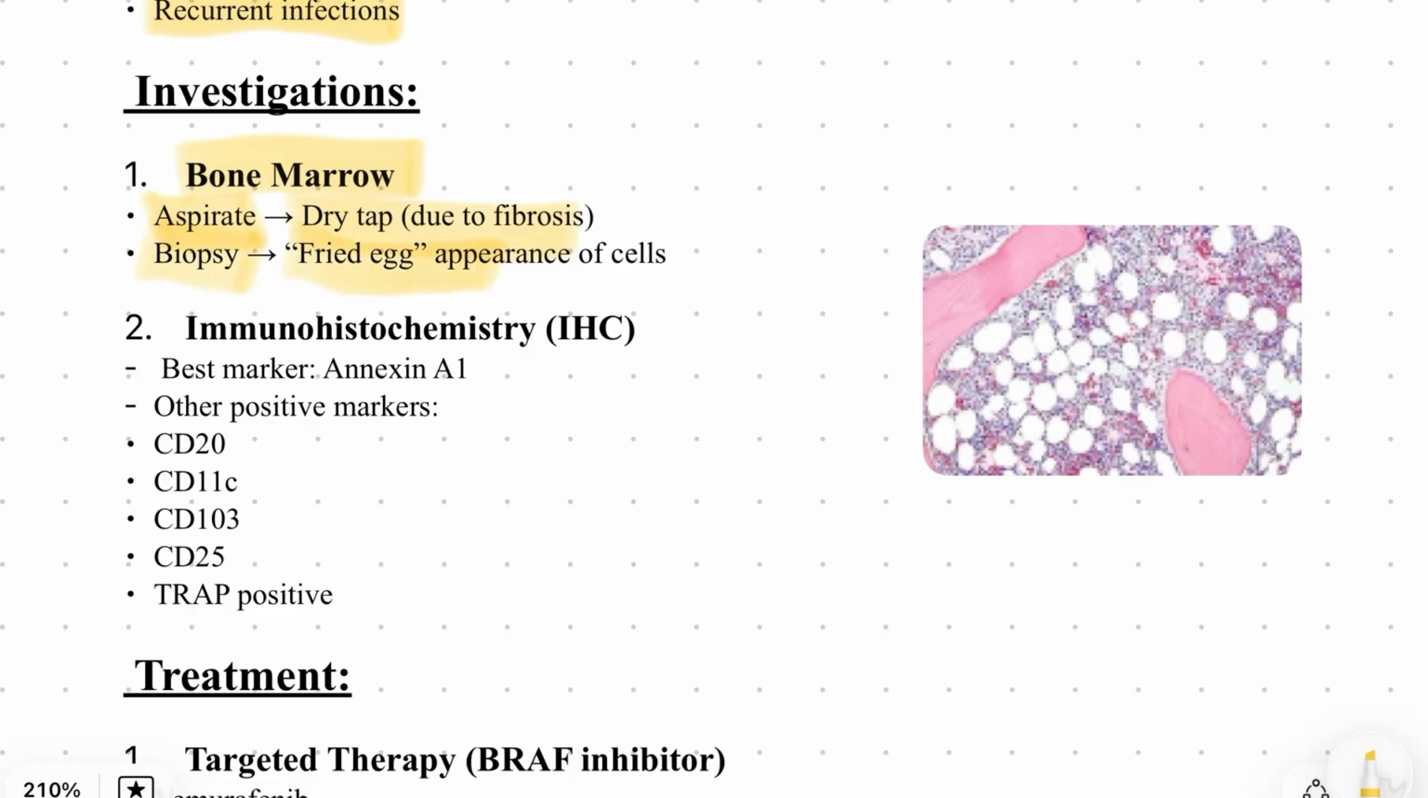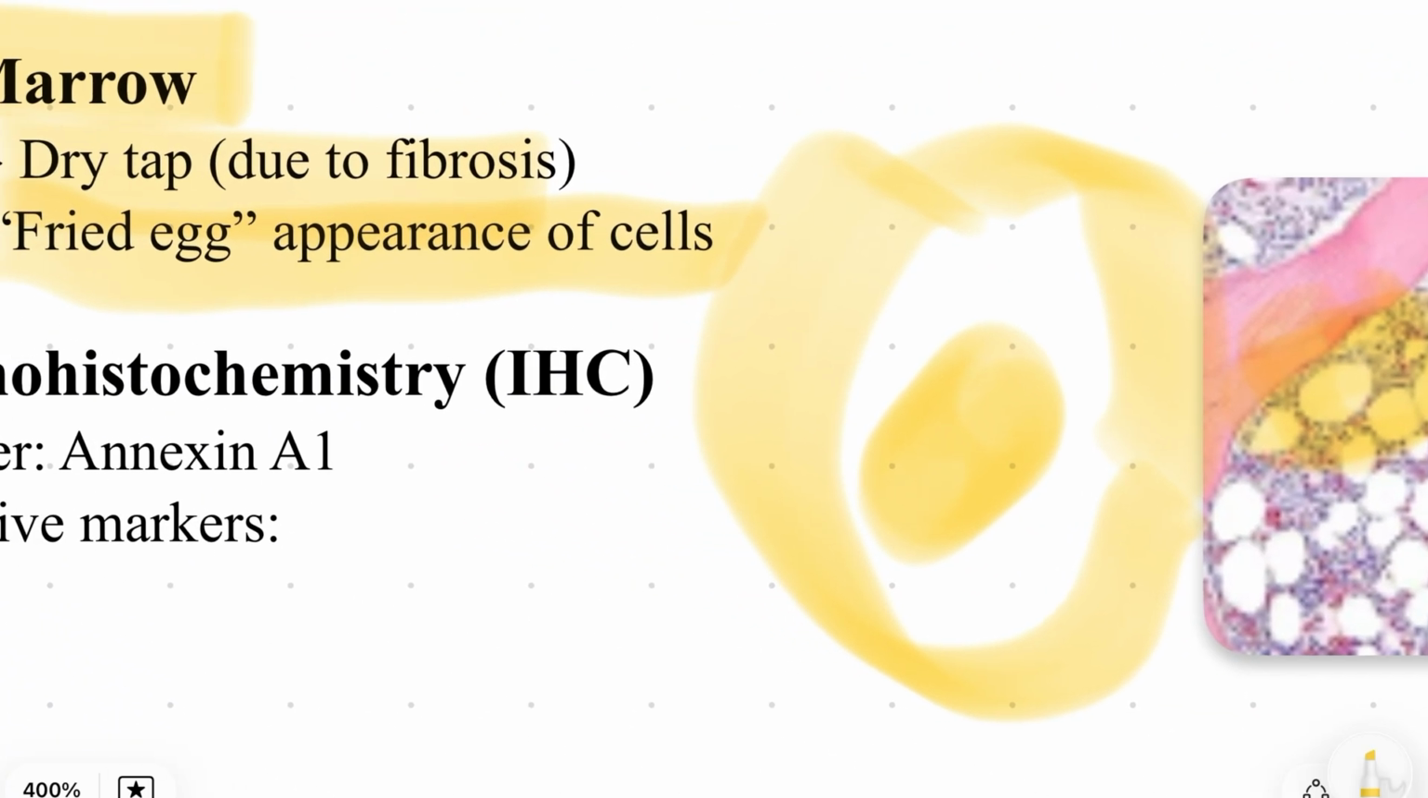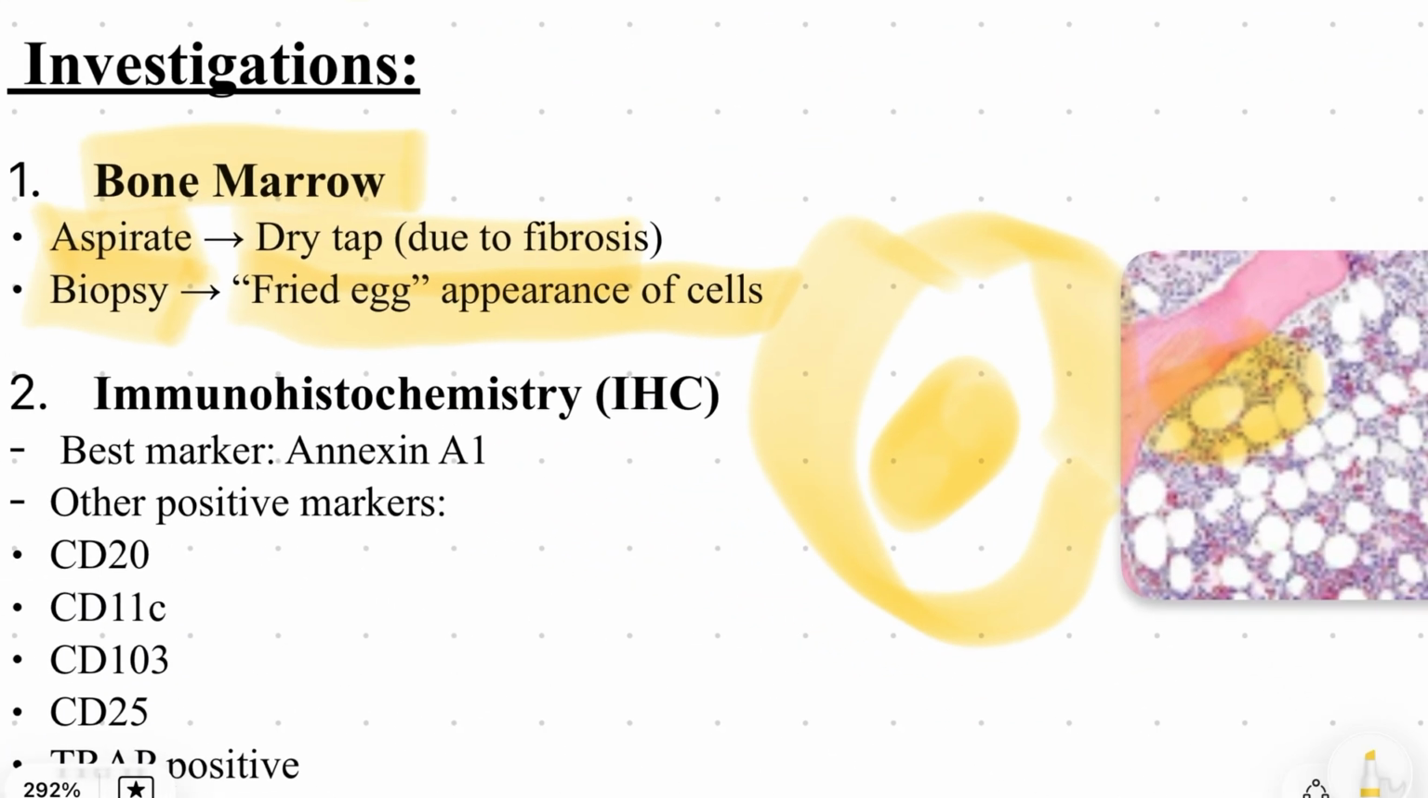On biopsy, we see the fried egg appearance of cells. Just see here, consider this cell. It has a yellowish part and a whitish part, right? So it is called the fried egg appearance. Each individual cell looks like a fried egg.